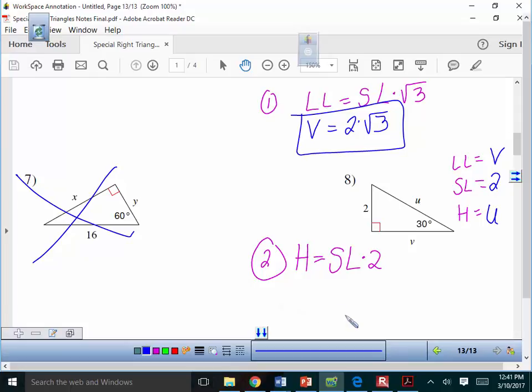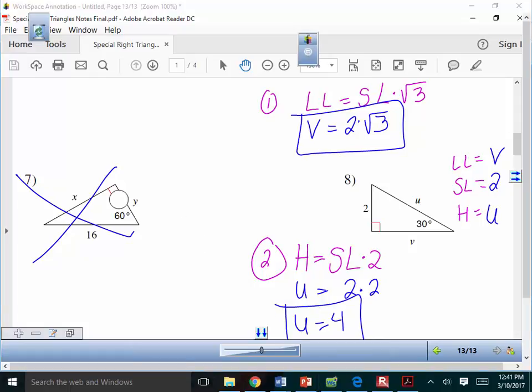Now the next thing we want to find is our hypotenuse. The hypotenuse, which is U, is equal to our short leg, which is 2, times 2, so U is 4. I know, I told you we were starting off with an easy one, okay? Daniel's probably thinking, why did we set up these equations? That was unnecessary. But as these problems get more complicated, the equations will become more necessary, okay?